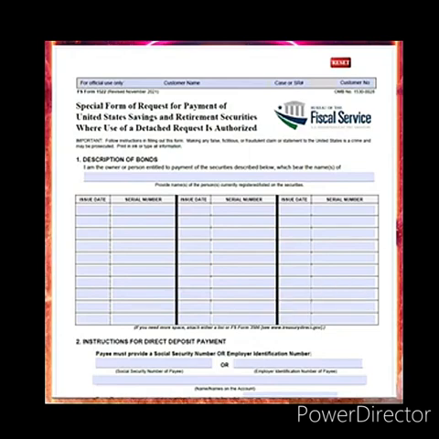Okay. 1, description of bonds. I am the owner or person entitled to payment of the securities described below, which bear the names of, this would be the all capital letter name, or whatever the bond has on its surface as the name. So it could be your first last, your first middle initial last, could be your full first middle last all caps name. Just make it coincide with what is on the presentment or bond.